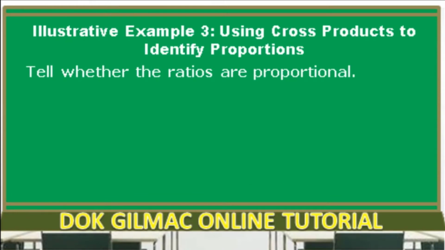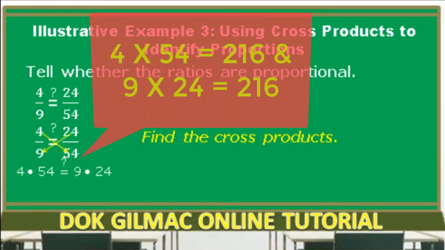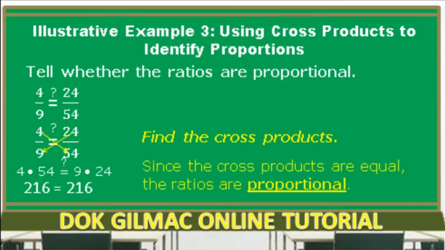Consider illustrative example number 3. Using cross products to identify proportions, tell whether the ratios are proportional. Consider 4/9 is equal to 24/54. So from here we determine their cross products, 4 times 54 and 9 times 24. So we have 216 is equal to 216. Since the cross products are equal, the ratios are proportional. So take note of that.